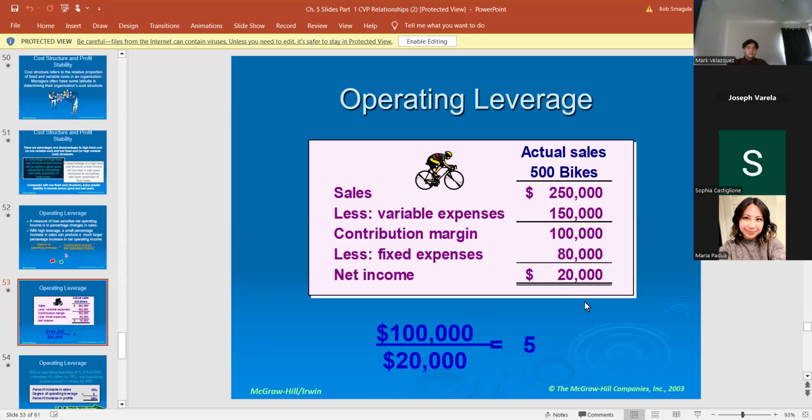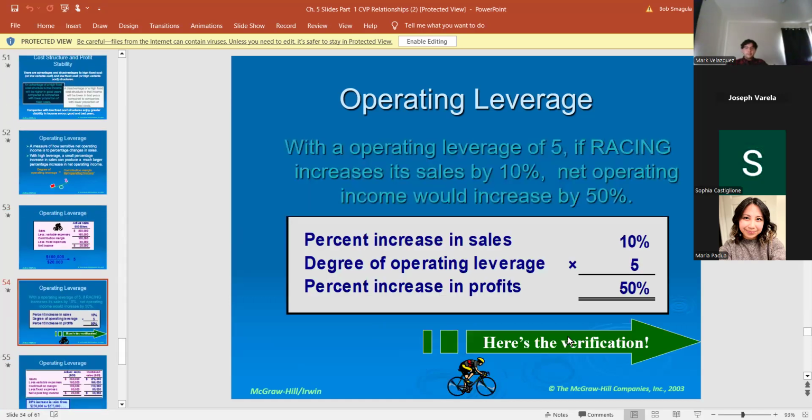Hopefully, the contribution margin is greater than the net income. It would pretty much have to be a thriving company. Contribution margin divided by net income gives you 5. That's not 5% or $5 or 5 units. It's 5, just a number. 5. That's your leverage.